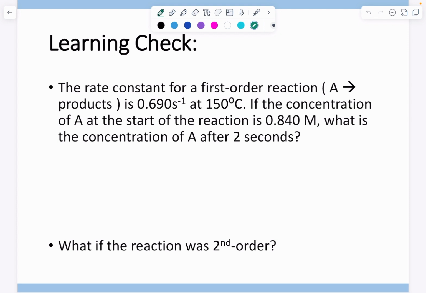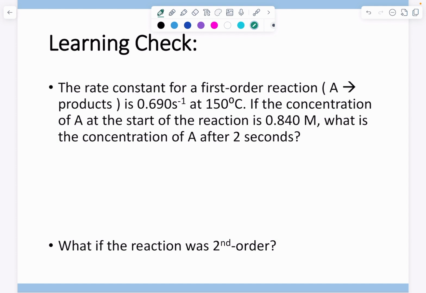So we are told the rate constant for a first order reaction where you have reagent A and that just forms some products is that value at 150 degrees Celsius. And then they give you the concentration of A at the start of the reaction, and the question is, what is the concentration of A after 2 seconds?